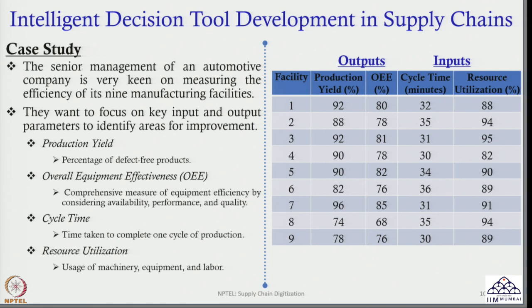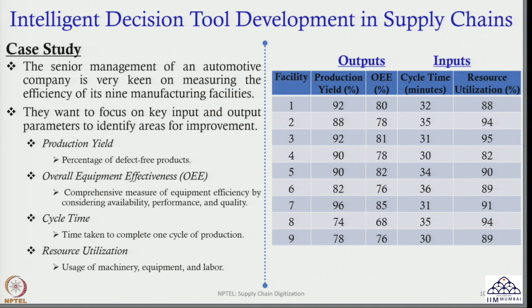That is the first objective. The second objective is, if one facility is not doing well in terms of efficiency, then where should they improve? Should they focus on increasing output or should they focus on reducing inputs? That is the question in the mind of senior management.